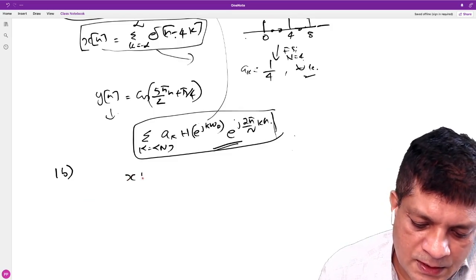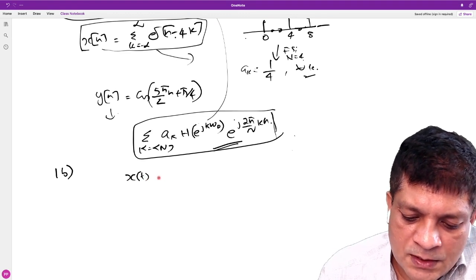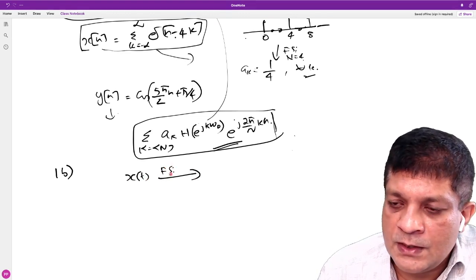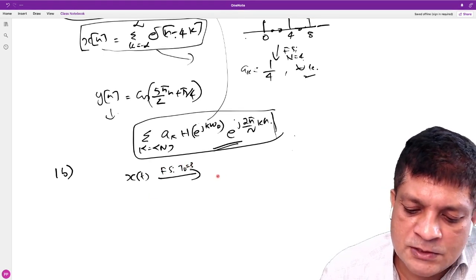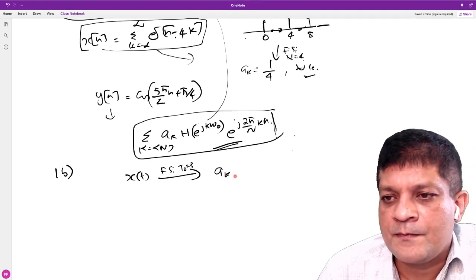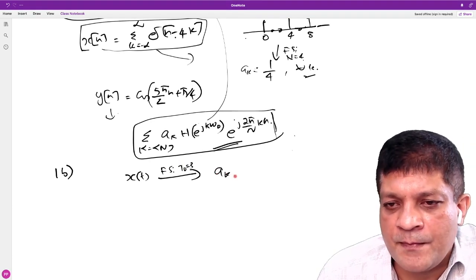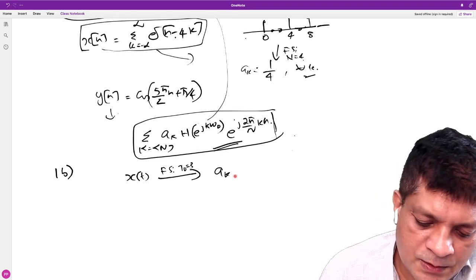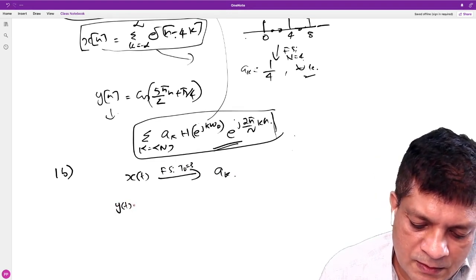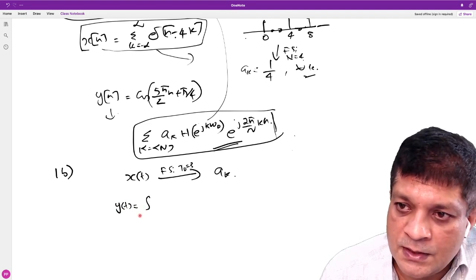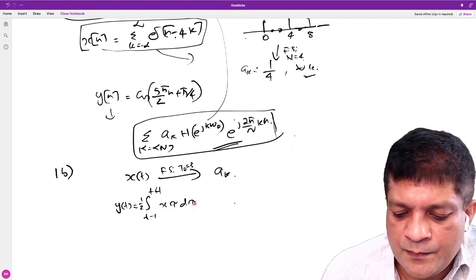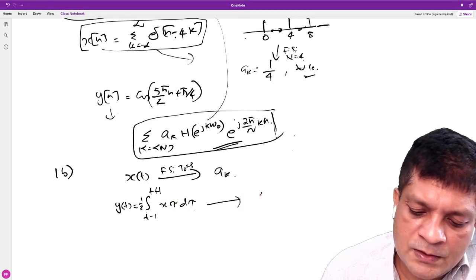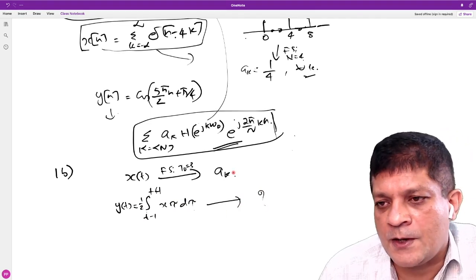You are given a signal x(t), and it is given that the signal is periodic with period 3. With respect to that period 3, the Fourier series coefficients are a_k. Now you are given a signal y(t) related as the integral from t minus 1 to t plus 1 of x(tau) d tau. What are the Fourier series coefficients of y(t) in terms of a_k?